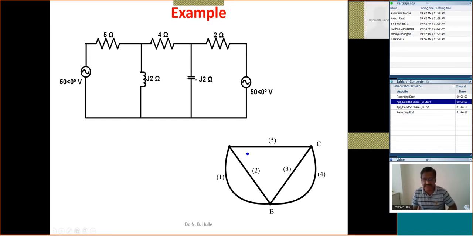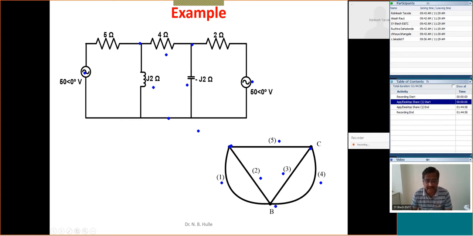Now here in this case, this is one node, this is the second node, this is the third node. This node is the A node, this is the C node, and this is the B node. This is one branch, its internal resistance will be 0, that's why it will be one branch. This is branch number 1, this is branch number 2, this is branch number 5, this is branch number 3, and this complete one is branch number 4. And this is the graph for the given network.